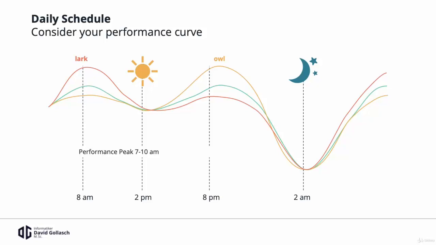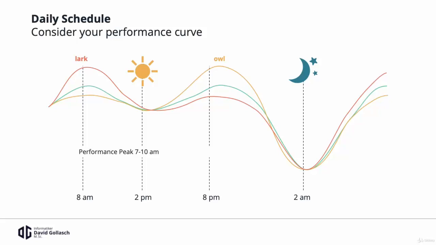Well, what's important here to see is that larks do have their absolute total performance peaks of the day in the morning around 8 a.m. And the performance peak in the afternoon or the evening at 8 p.m. is not as strong as in the morning.